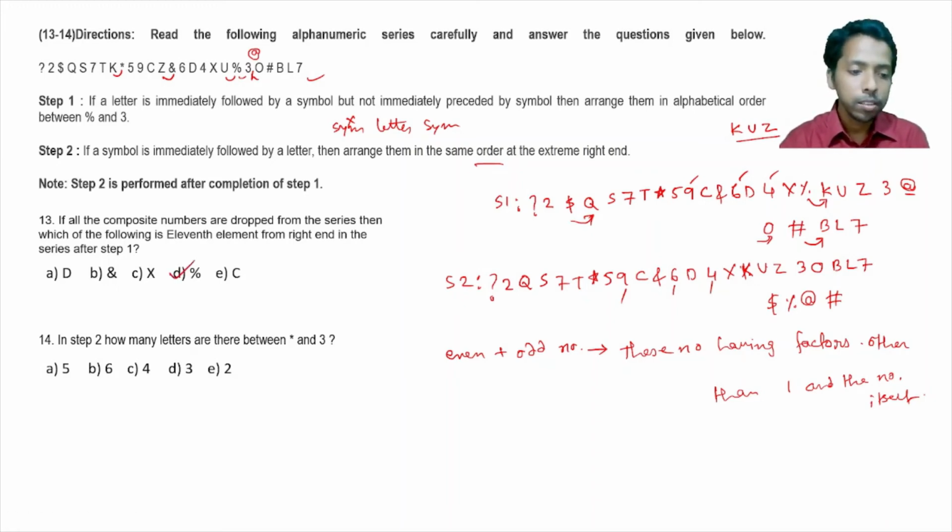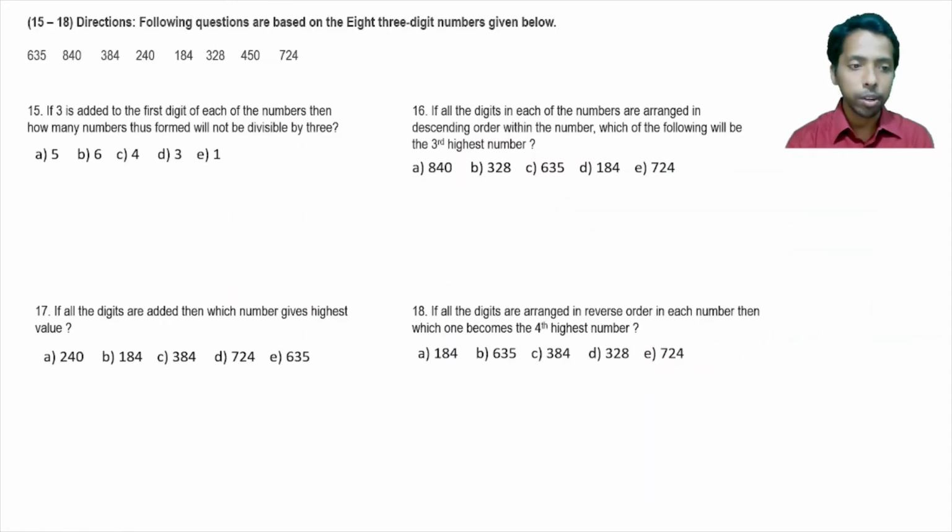In step 2, how many letters are there between star and 3? This is 3 and this is star. How many letters? 1, 2, 3, 4, 5, 6. 6 letters, so option B. C, D, X, K, U, Z. 6 letters, so this is also okay. 2 questions here in this set. I hope you understood this. Now moving to the next one.